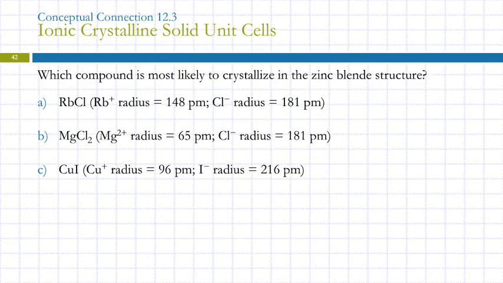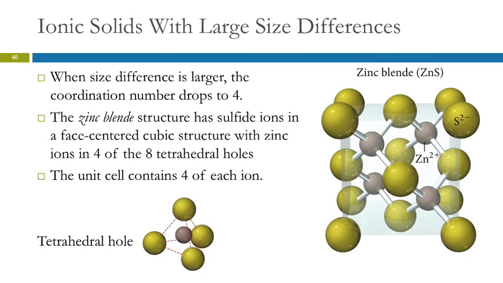So which of these compounds is most likely to crystallize in the zinc blend structure? Well, what the heck was the zinc blend structure, right? Let's go back and look at that. So this is our zinc blend structure, and when we're talking about this, we're saying that it has a large size difference, and this is also a 1-to-1 ratio, right? Equal numbers of cations and anions, but large size difference.